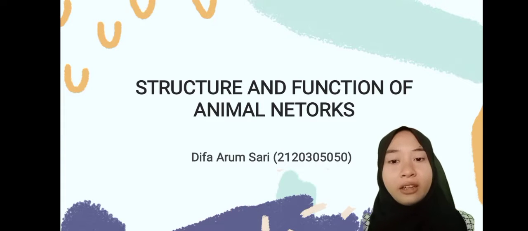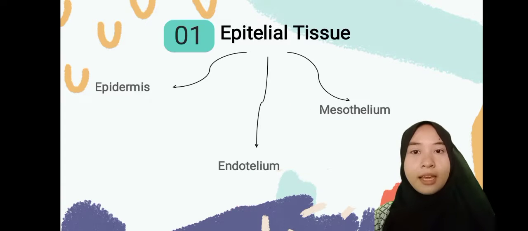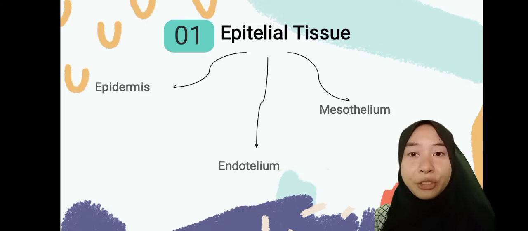Here, I will explain about the structure and function of animal tissue. There are four that we will discuss, namely epithelial tissue, connective tissue, muscle tissue, and neural tissue. The first is epithelial tissue.